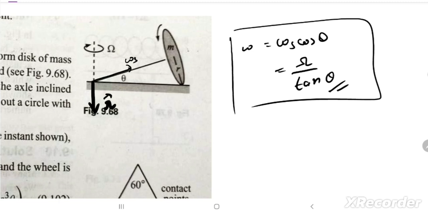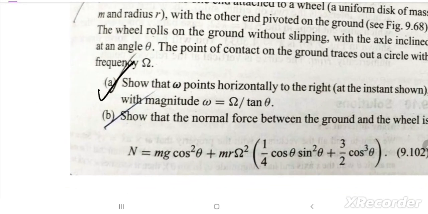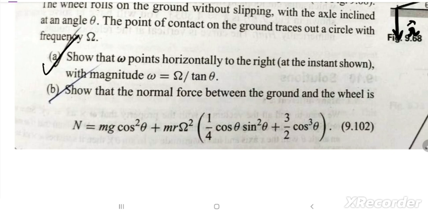I have already given this insight in one of these frames. I have given you that the net omega vector is written as omega by tan theta. You can look at it and then realize that these two questions are basically the same. So the first question was relatively simple. The second question is a little more difficult.